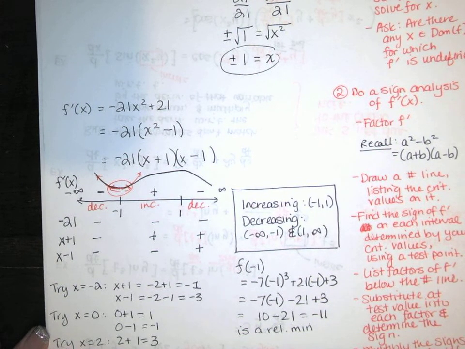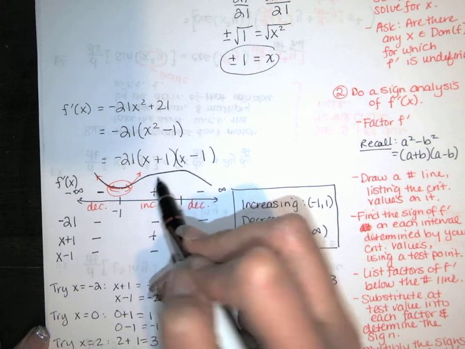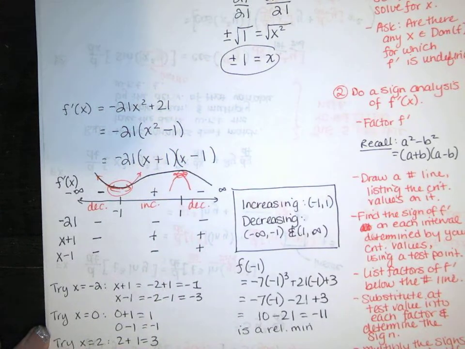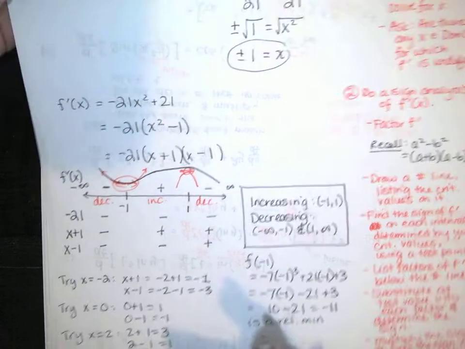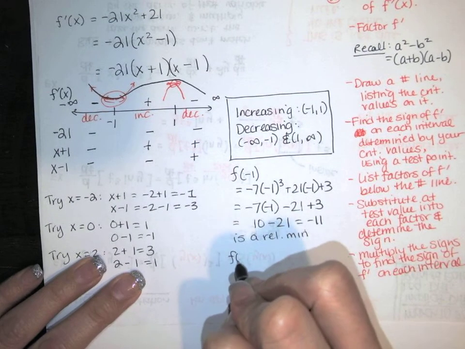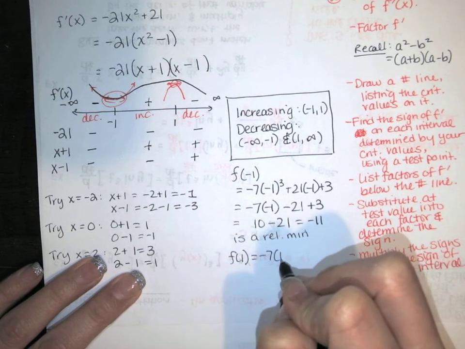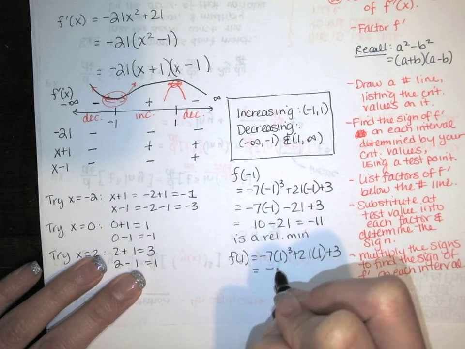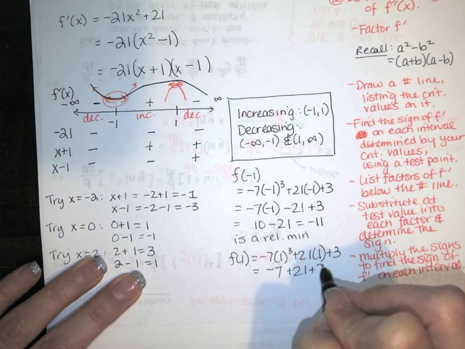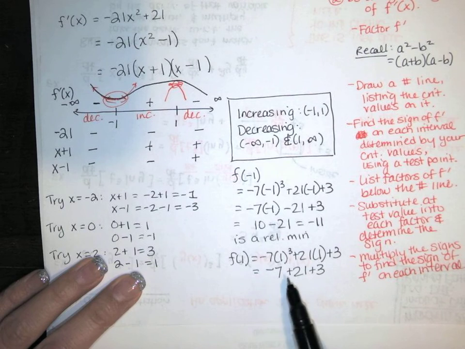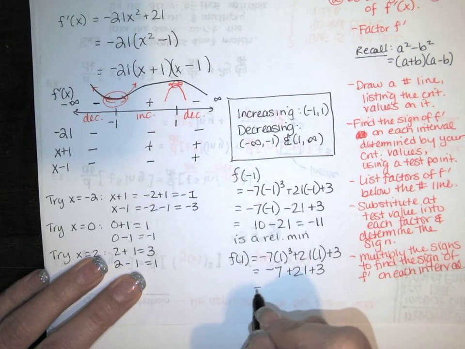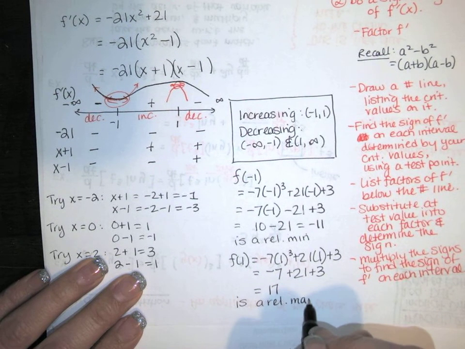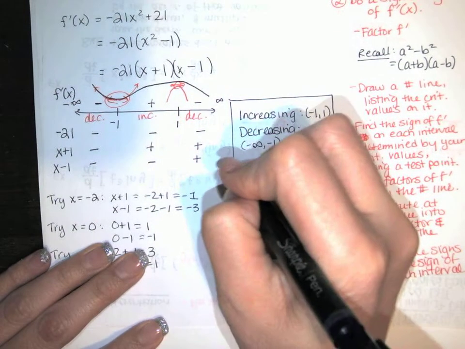Okay, what about f of 1? Well, it goes from increasing to zero slope to decreasing, so you're going to have a relative max at 1. So f of 1, that's negative 7 times 1 cubed plus 21 times 1 plus 3. So that's negative 7 plus 21 plus 3. So we get 17. That is a relative max by the first derivative test.